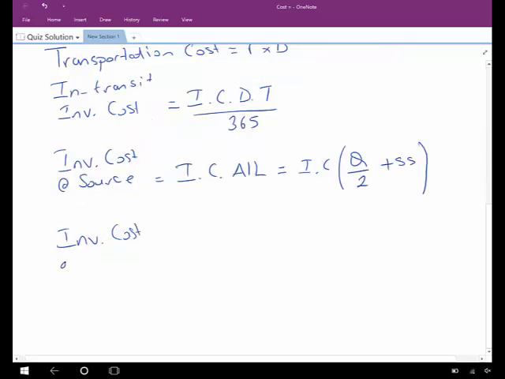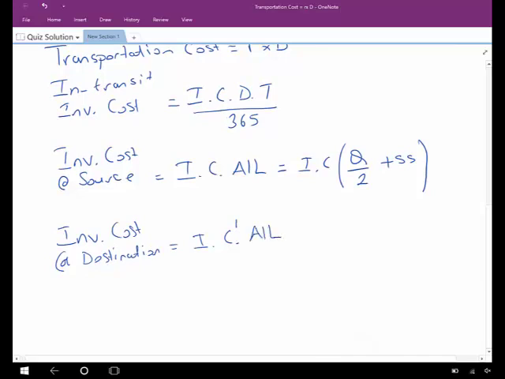Then inventory cost at destination. Again, the formula is the same, but I'm going to denote C with C prime, as we discussed in the classroom. When you ship a $100 product across, let's say, the nation, the product cost is no longer $100, it is 100 plus the shipping cost, right? I'm just going to keep writing similar formulas for these two. Again, when I'm calculating these, I'm going to use the AIL at the source and the AIL at the destination, if there is any difference between them.